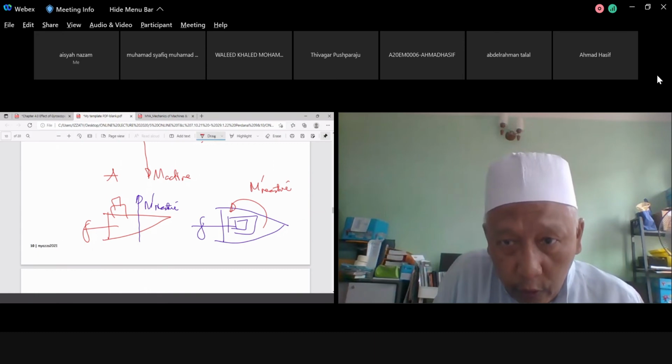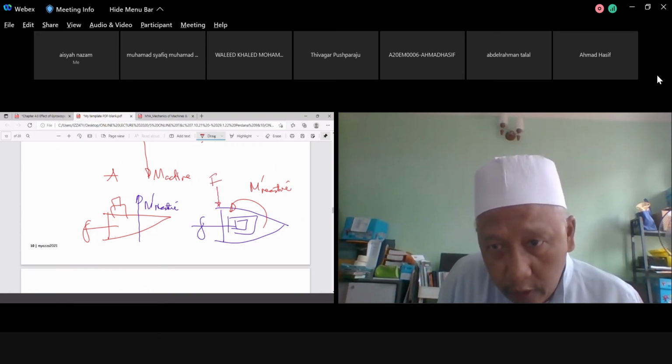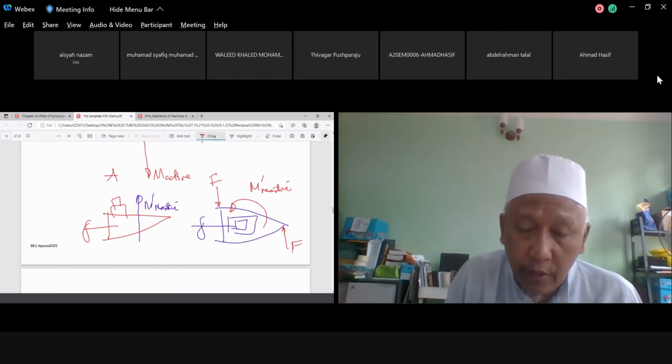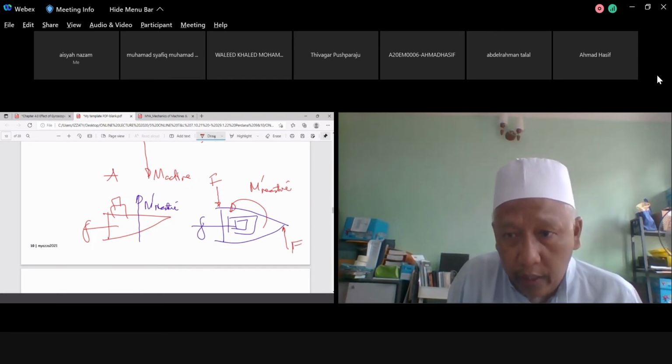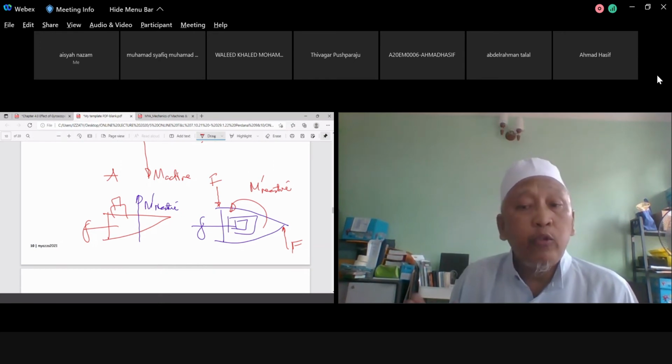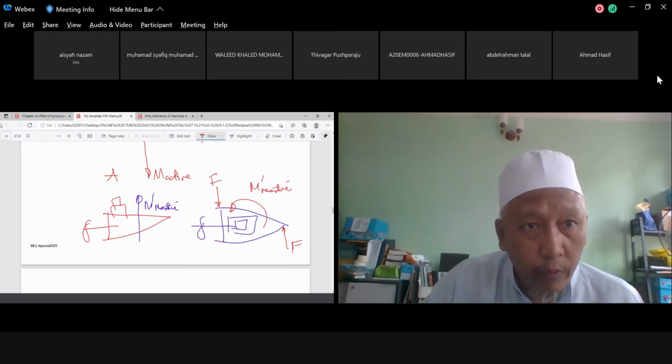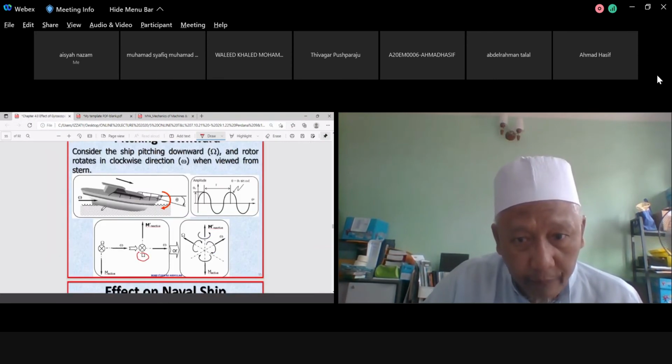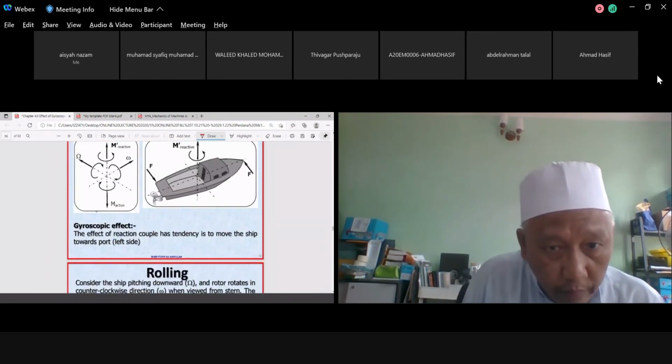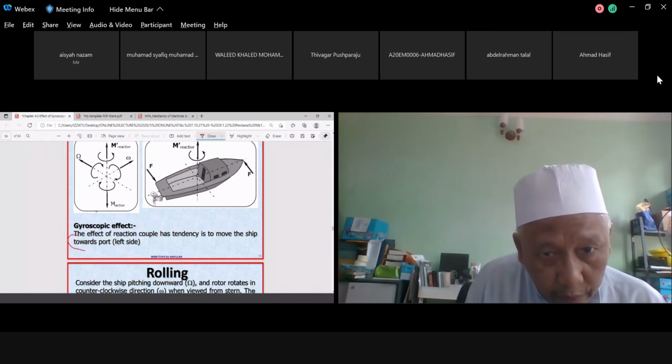So what happened to the ship? It will be pushed that way for F and pushed the other one that way, to comply with the direction of rotation. So what happened to the ship now? The stern will be pushing that way, the bow will be pointing that way, or perhaps it will be toward the left. Look here, pushing toward the left, toward port or left side.